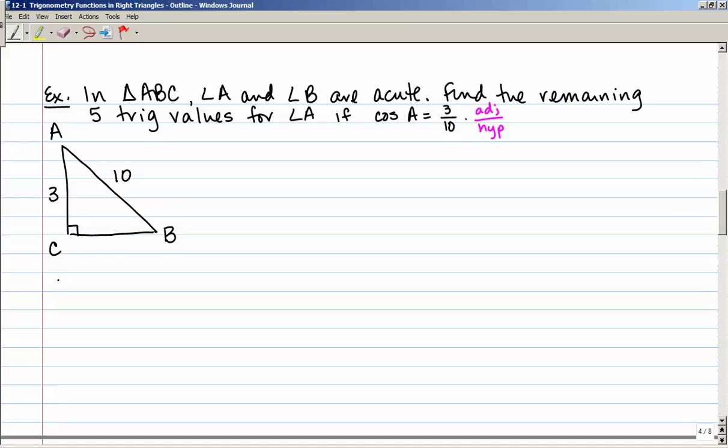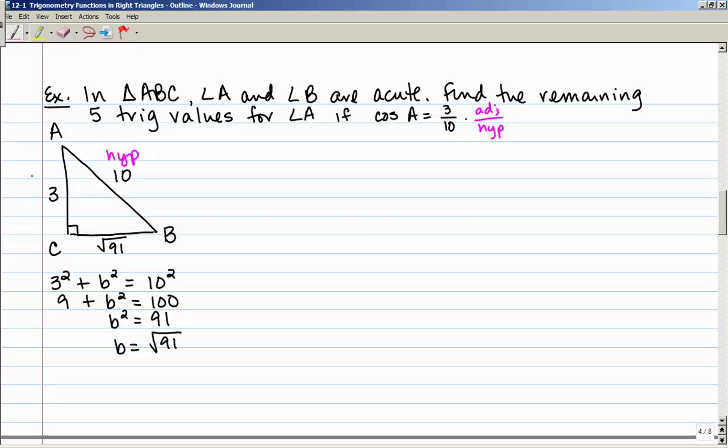So again, I'll use the Pythagorean theorem. 3 squared plus, that's a leg, so that's not the hypotenuse, b squared equals 10 squared. 9 plus b squared equals 100. b squared equals 100 minus 9, or 91. Or b equals the square root of 91, which cannot be simplified. That's already simplified. So my other one here is going to be square root of 91. I'm going to go ahead and label those. Hypotenuse, adjacent, and that's my opposite.